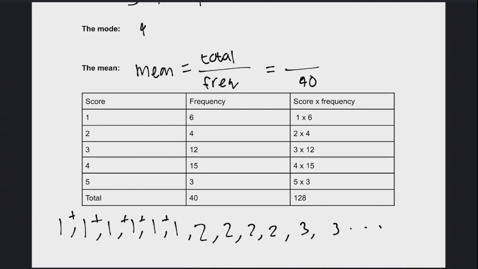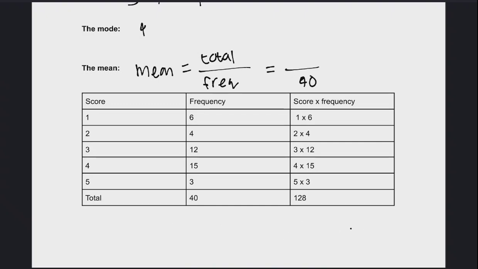So instead, what you're meant to do is create a new column, which is going to be the score times the frequency. So you just multiply the leftmost columns. So 1 times 6 is going to be 6. You've got the score of 2 times the frequency of 4, that is going to be 8. You've got the score of 3 times the frequency of 12, 3 times 12 is 36. And you've got the score of 4 times the frequency of 15, that's 60. And then you've got the score of 5 times the frequency of 3, which is going to be 15. And then in our total, we're just going to add up all of these, and we end up getting 128. So our total is going to be 128.